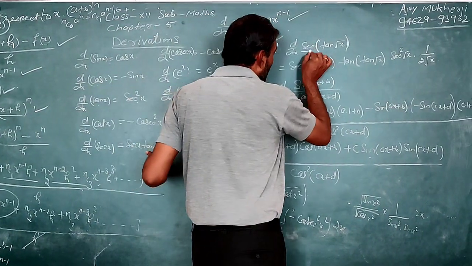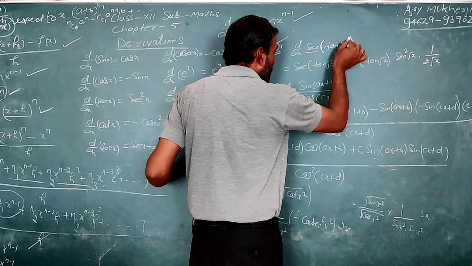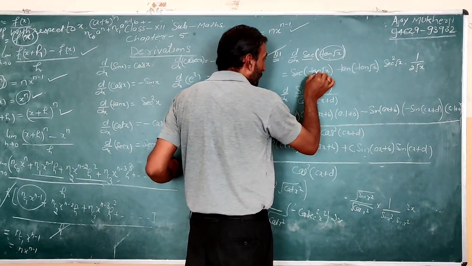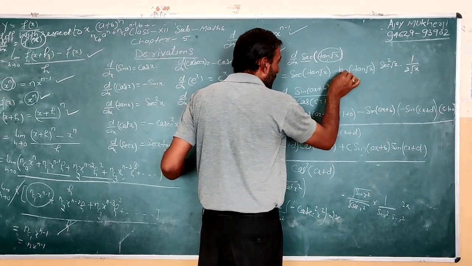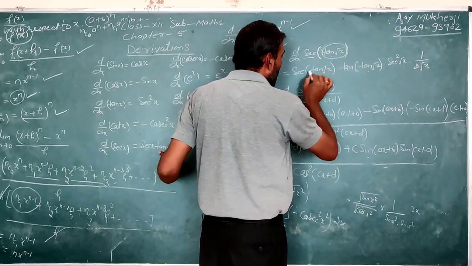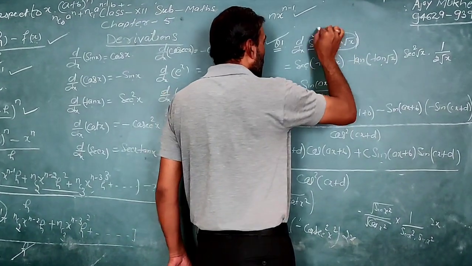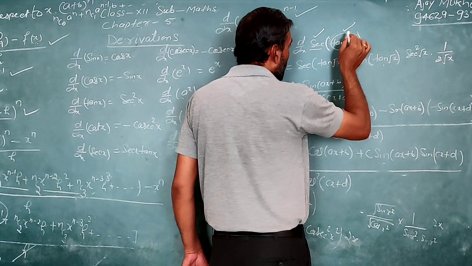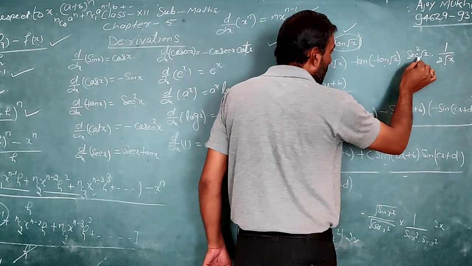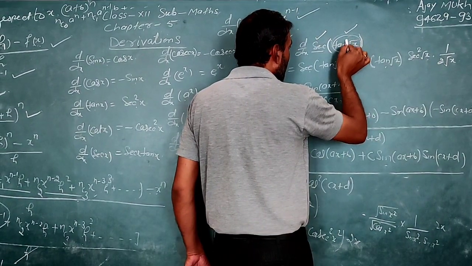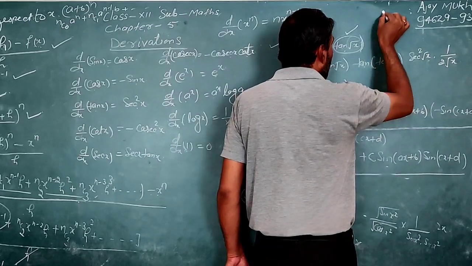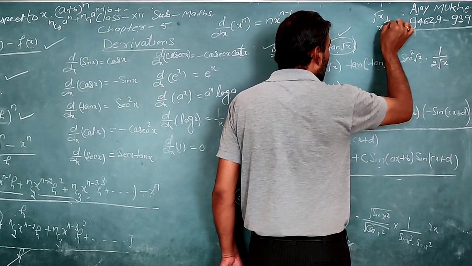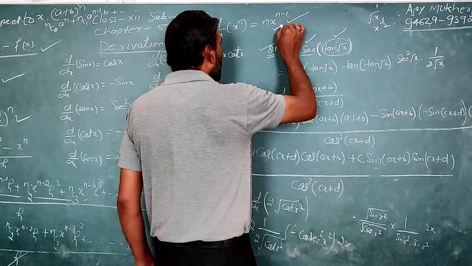The derivative of sec x is sec x tan x, and the derivative of tan x is sec squared x. At last, the derivative of root x means x raised to half, so we can use this formula.